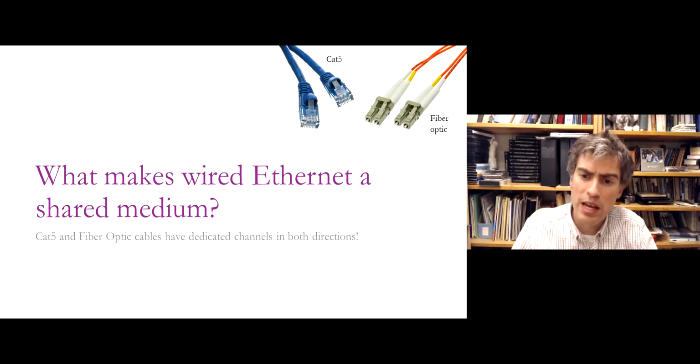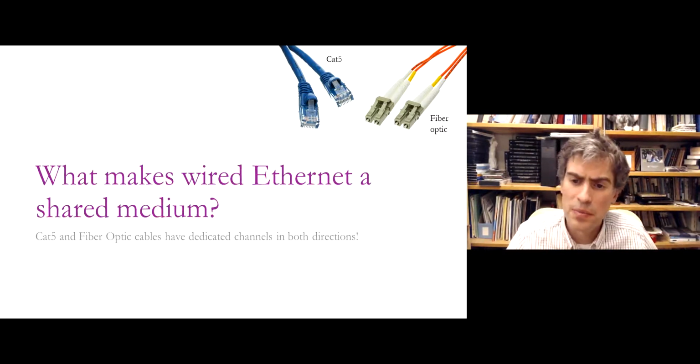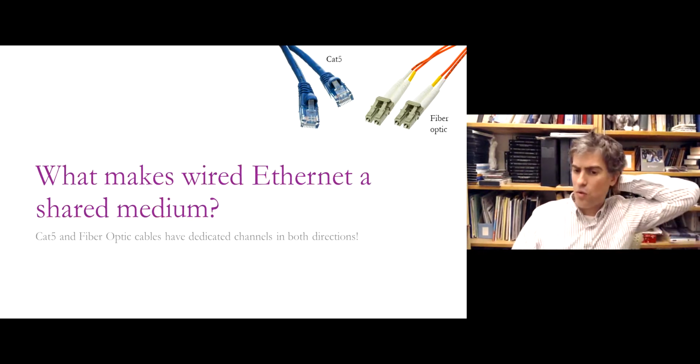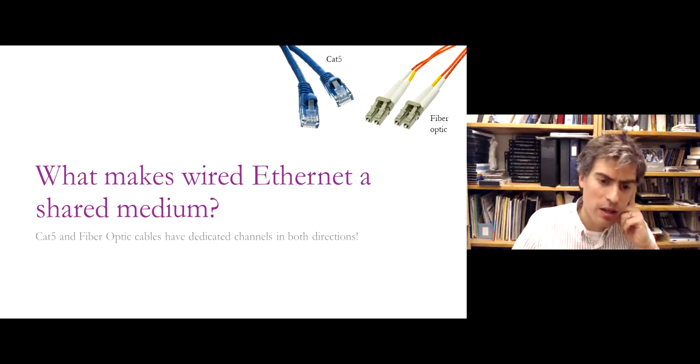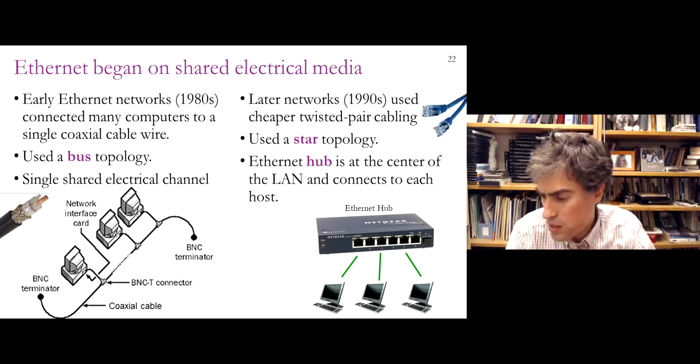So the reason why there are 8 cables instead of 2 is because of the way the signaling is done in pairs and in 2 pairs, just to make it faster and more noise robust. But that's an electrical detail we don't have to worry about. But actually, there are dedicated channels in both directions on both kinds of cables here. So why do we consider it a shared medium? It's actually for historical reasons.